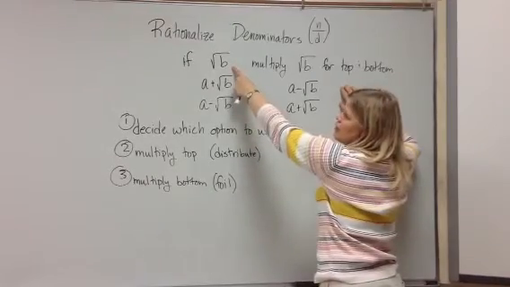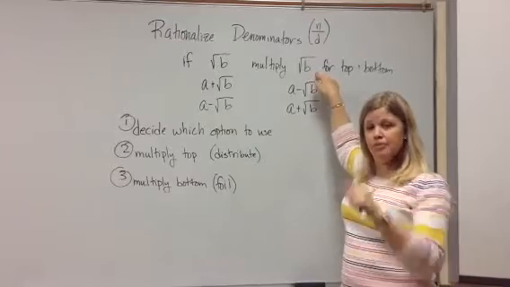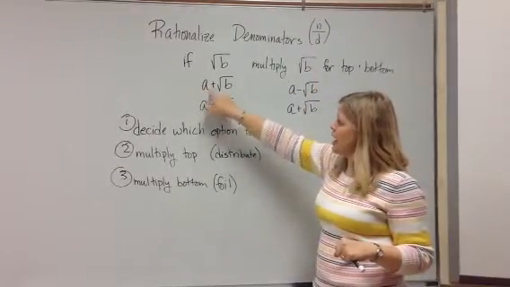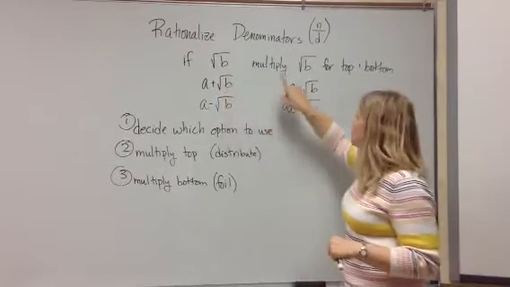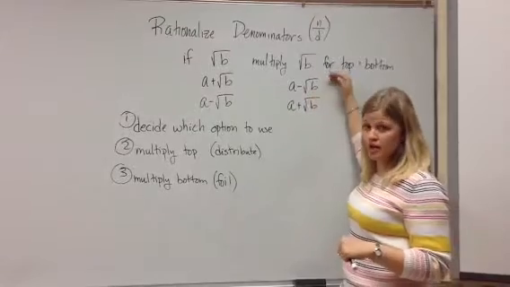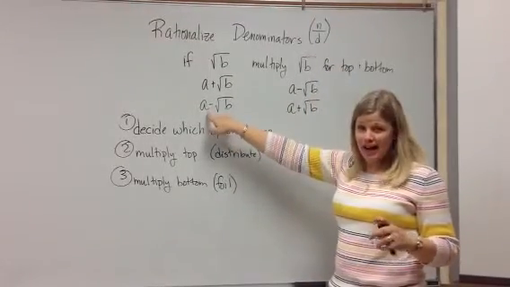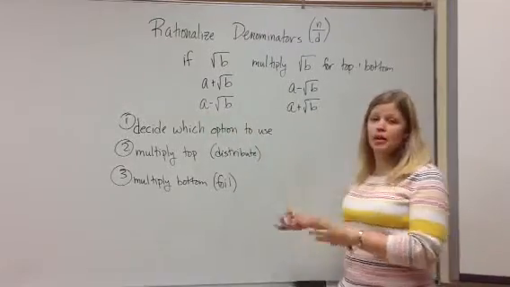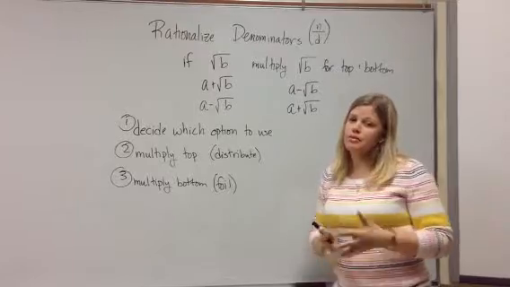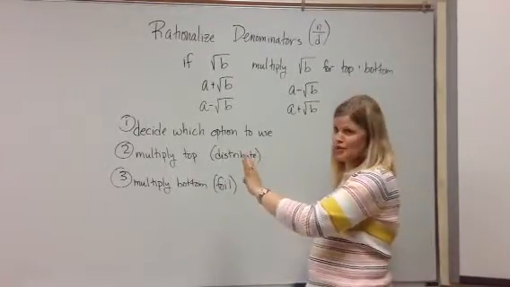If you have a square root of b for your denominator, you're going to just multiply both the top and the bottom by square root of b. If you have an expression like a plus the square root of b, you're going to multiply by a minus the square root of b, again, to the top and to the bottom. If instead you got an a minus square root of b, you're going to multiply by a plus square root of b, what we sometimes call the conjugate.